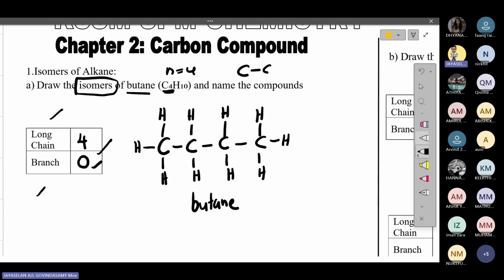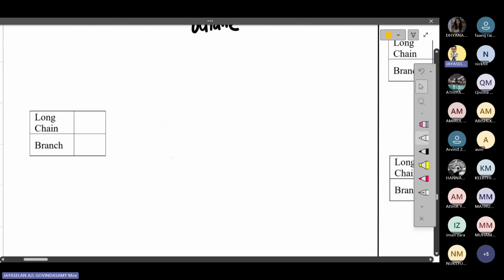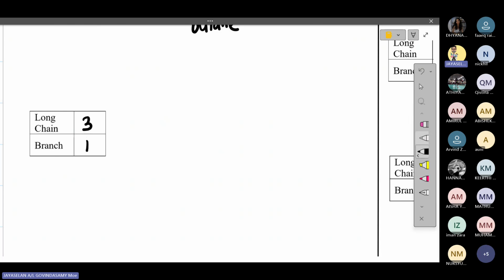Saya main sini. Okay, macam mana saya nak main? One more isomer: long chain reduce 1. Branch you increase, put 1. So total, make sure total N is 4. And remember the branch must be present between first and last carbon. So what I do, I draw the 3 long chain. So I already draw this.